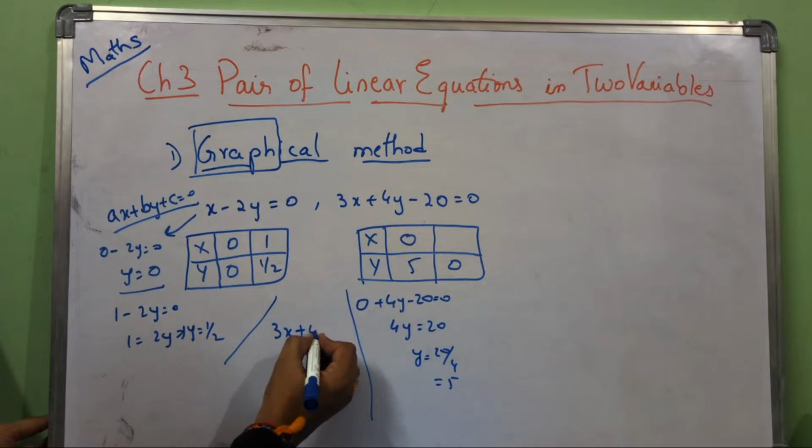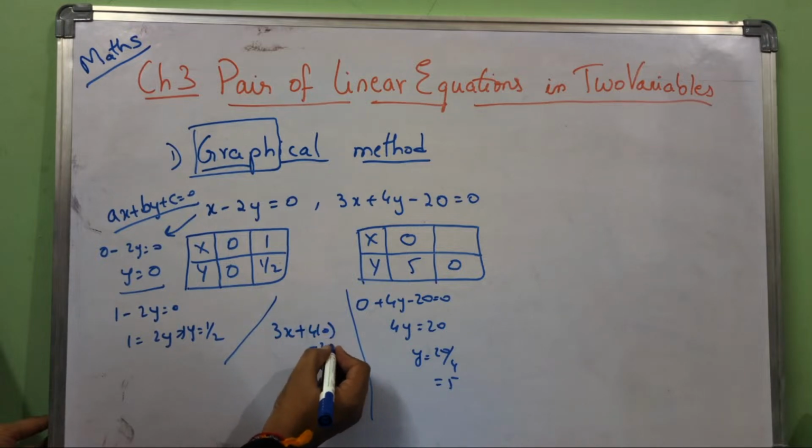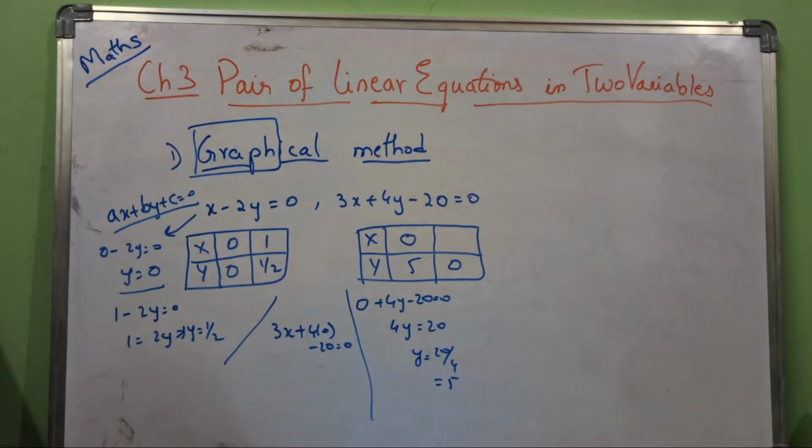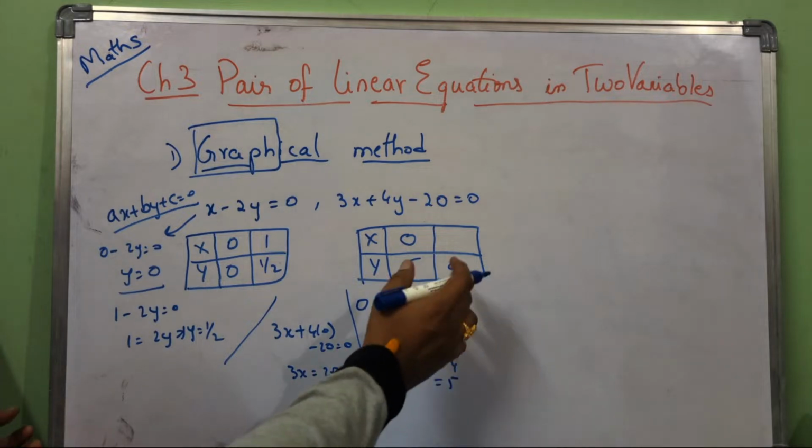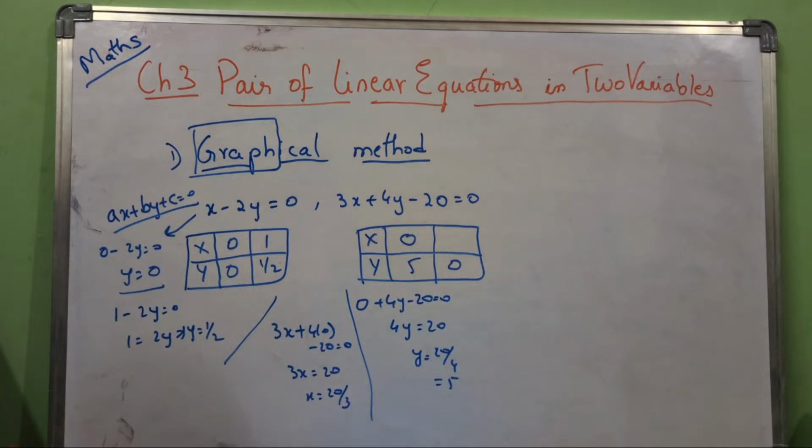3x plus 4 into 0 minus 20 equal to 0. We will get 3x equal to 20, or x equal to 20 by 3. If you have doubt about how to handle this type of question, because 20 by 3 doesn't give an exact value, then you can just change the values and try another value, or else you can also take 20 by 3 as 6.66.